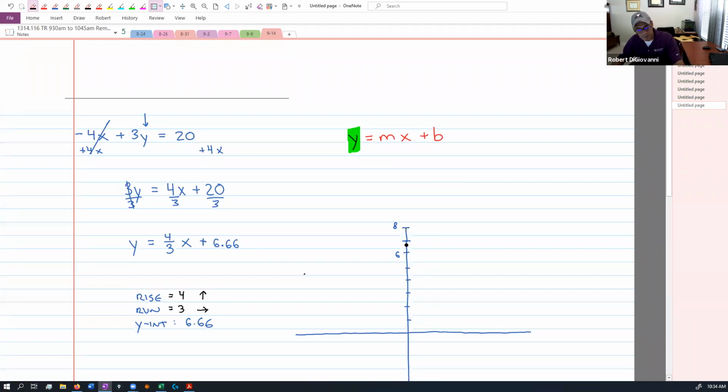So y'all see it's going to be kind of hard to figure out where we are because we're not on one of these tick marks. We're in between them. So we're just going to have to be careful about how we count. We have to go up 4. So 1, 2, 3, 4, and then to the right 3, 1, 2, 3, and put it here, and there we go.